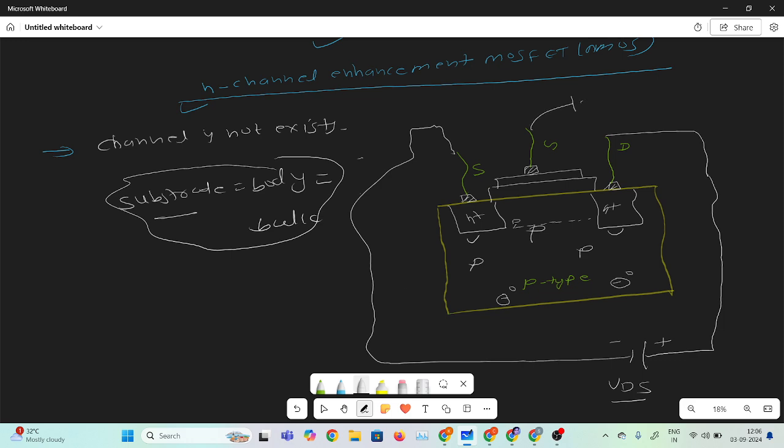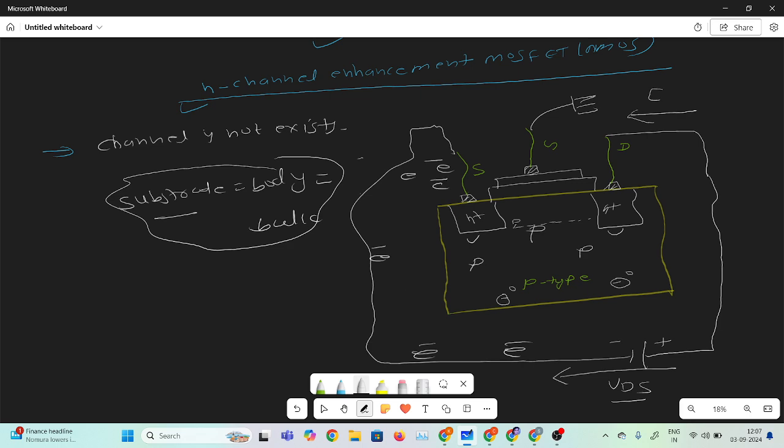Suppose the gate terminal is connected to the ground. Here the channel is not formed. In the first step, we need to create the channel by applying a positive voltage on the gate terminal, but right now I didn't create the channel. Let me answer one question: why do we need to make the channel? If we apply a positive voltage on the drain terminal, an electric field will be set up. Due to this electric field, electrons will be attracted from the source terminal to the drain terminal.